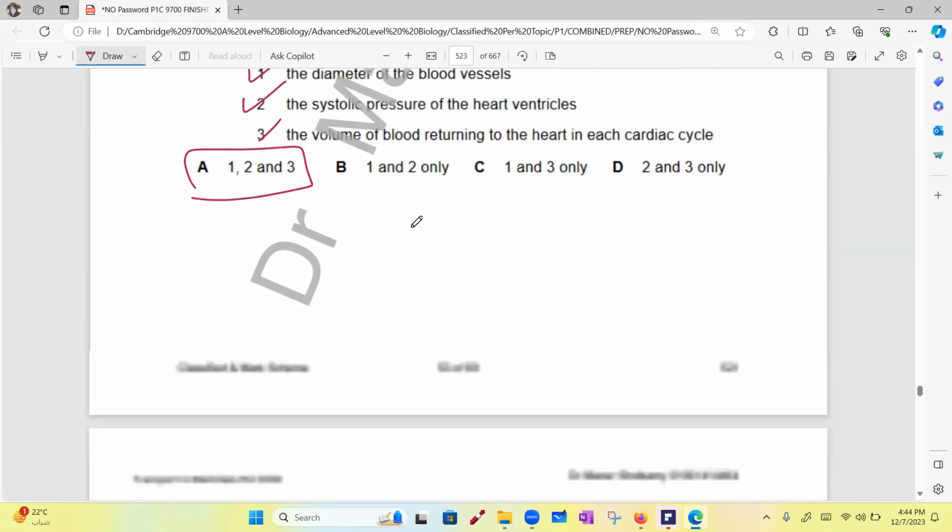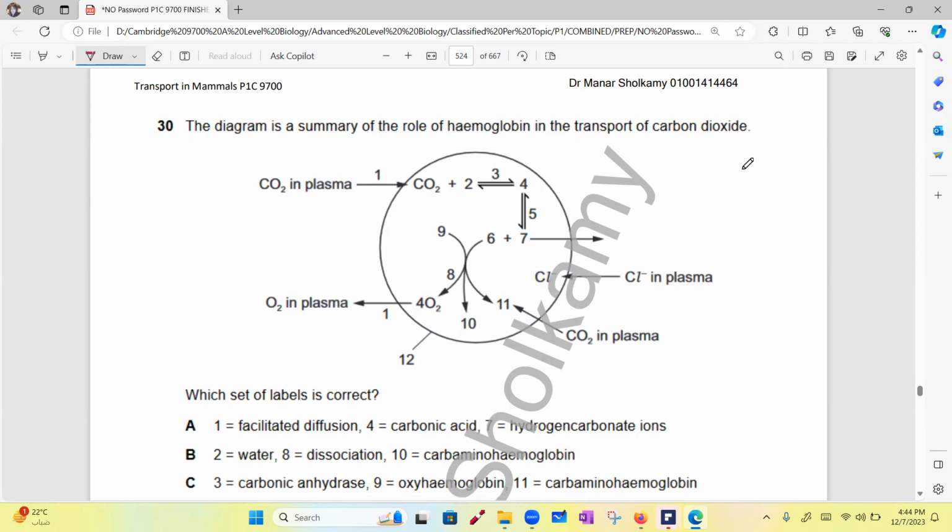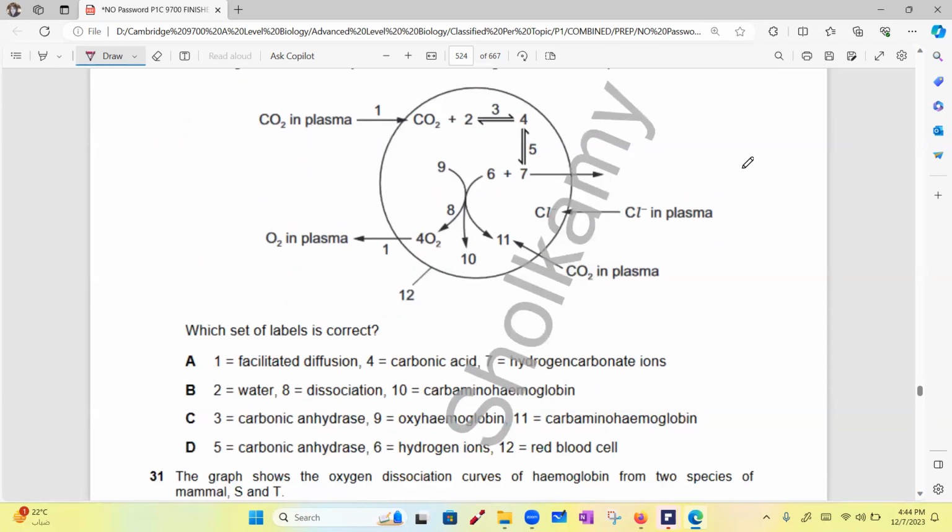A. Okay, 30. The diagram is a summary of the role of the hemoglobin in the transport of carbon dioxide. Yassine, before I even read the question, help me complete all these equations. Carbon dioxide in the plasma will enter the red blood cell. Now, what is 1? How does it enter the red blood cell? By diffusion. Yes, we will take it in cell membranes. Any gas? Facilitated diffusion.